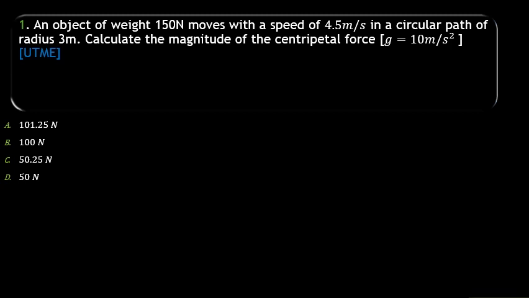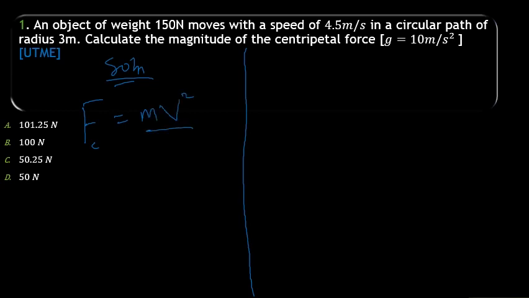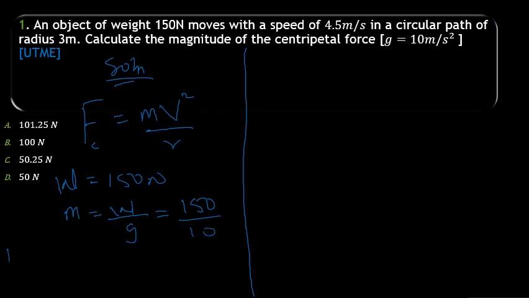All right, so solution. Now recall that the formula for centripetal force is equal to mv squared all over r. And we are given that the weight is equal to 150 newton. Therefore, mass is equal to weight over acceleration due to gravity. You remember? So 150 over 10 will give us the mass is equal to 15 kg.